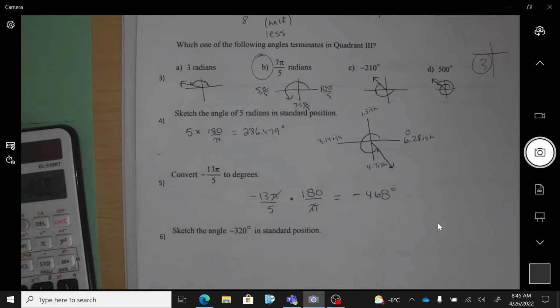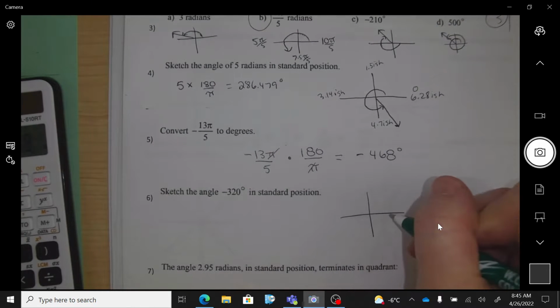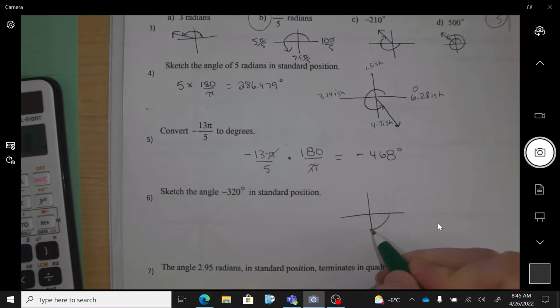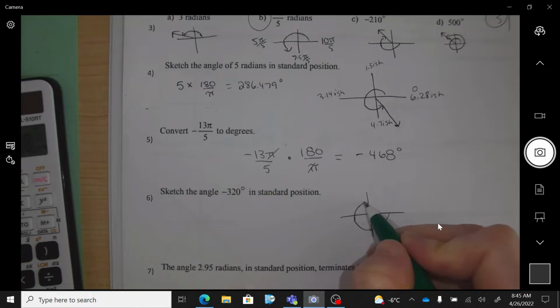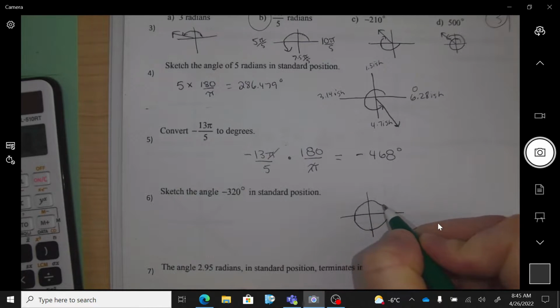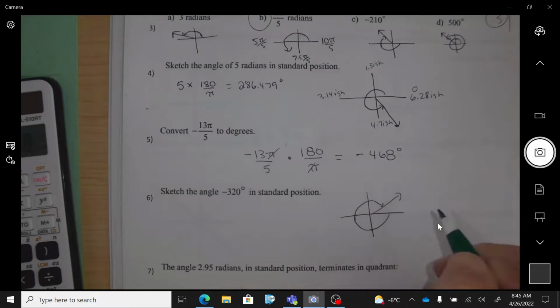Sketch the angle in standard position, so we're going backwards. So negative 90, 180, 270. So we'll be right there.